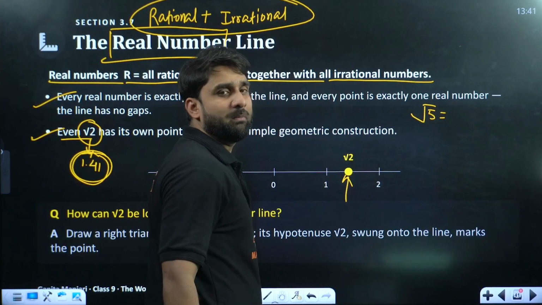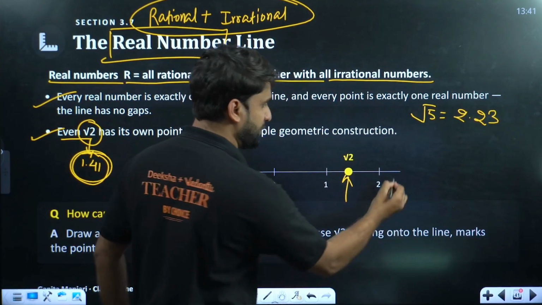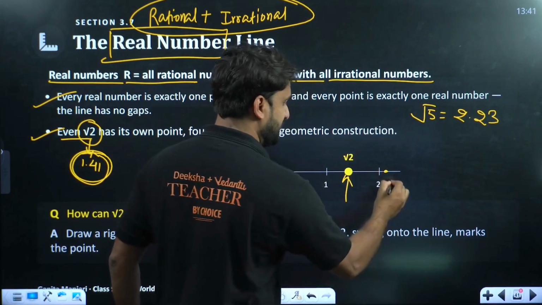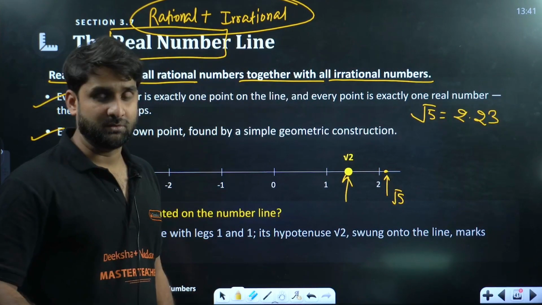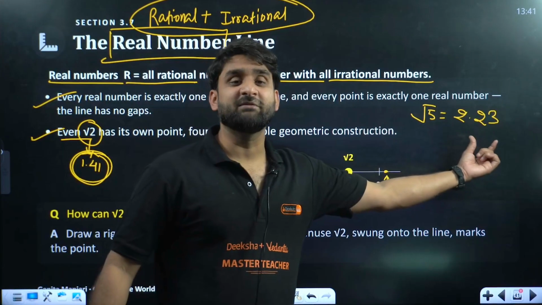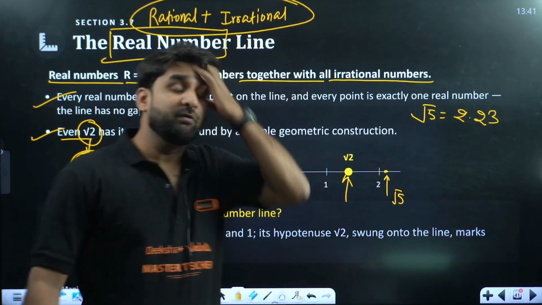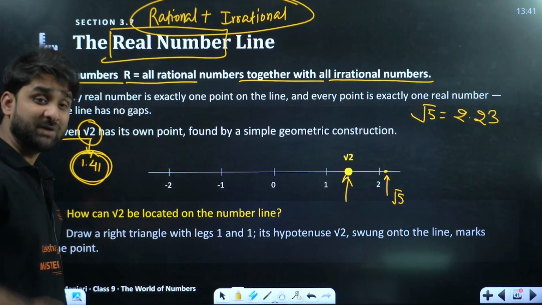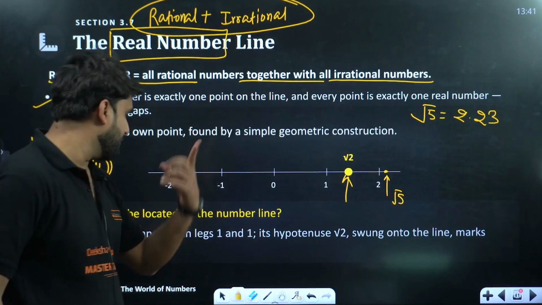Now draw root 5 on the number line. We know root 5 is equal to 2.23. Now you can show the 2.23 will come slightly here. This will be the root 5. Are you getting my point? But without finding the decimal value, is there any method by which we can represent the irrational number on the number line? So the answer is yes, there is some method. So let's do it, how can root 2 be located on the number line?